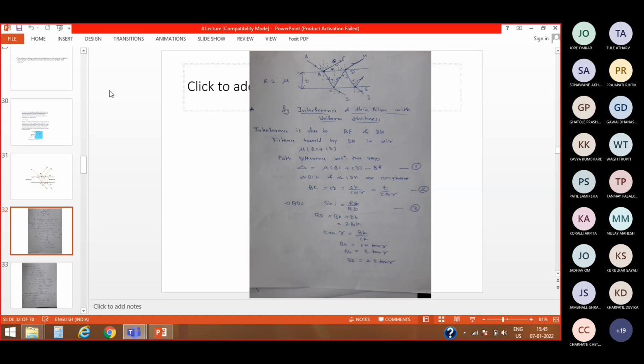constructive and destructive interference. Sir, can you repeat, sir? I am repeating. Derive the expression for path difference in reflected light and derive the conditions for.